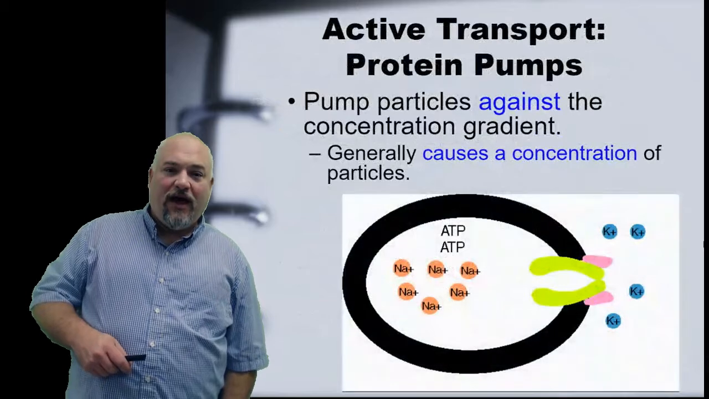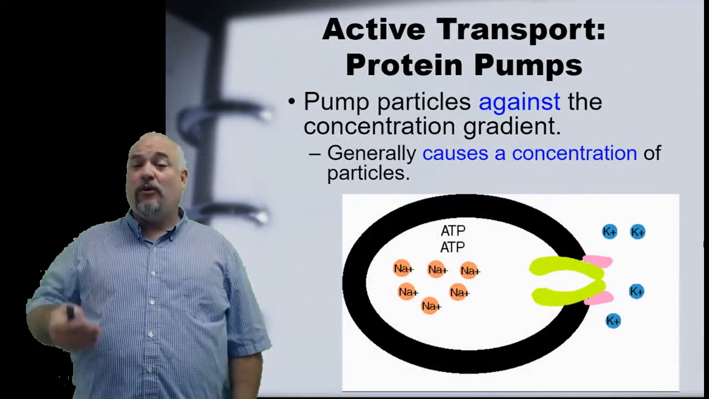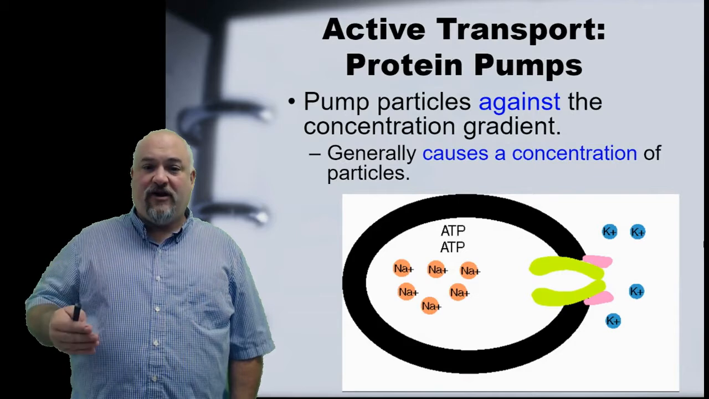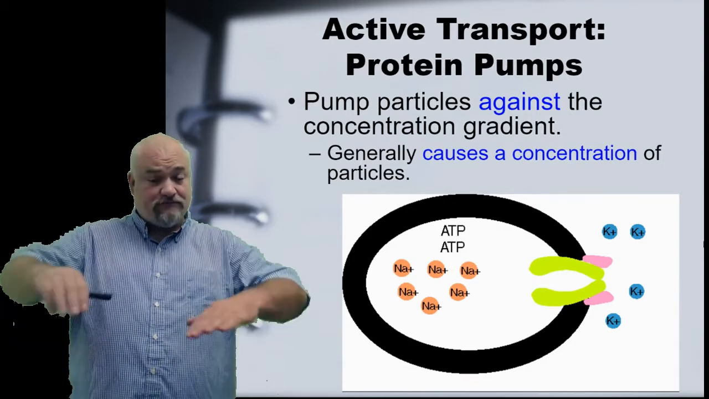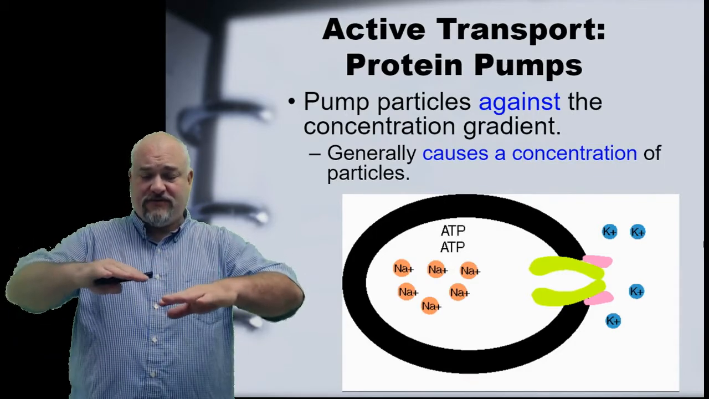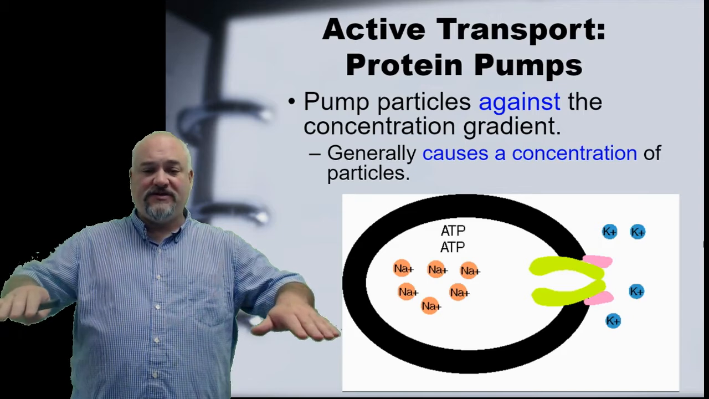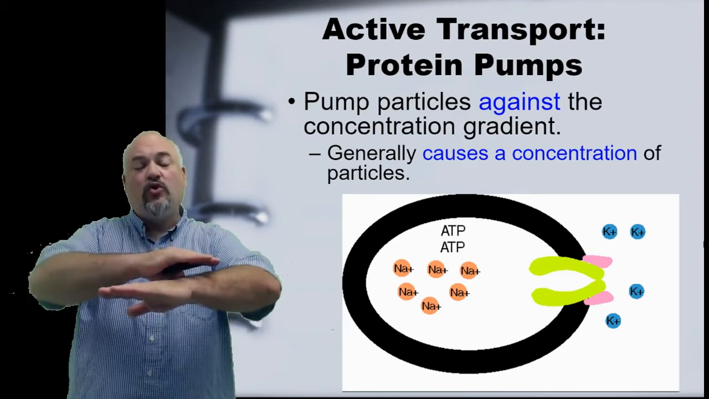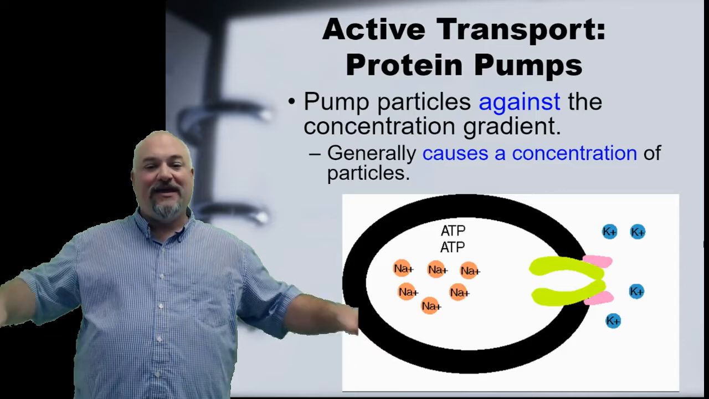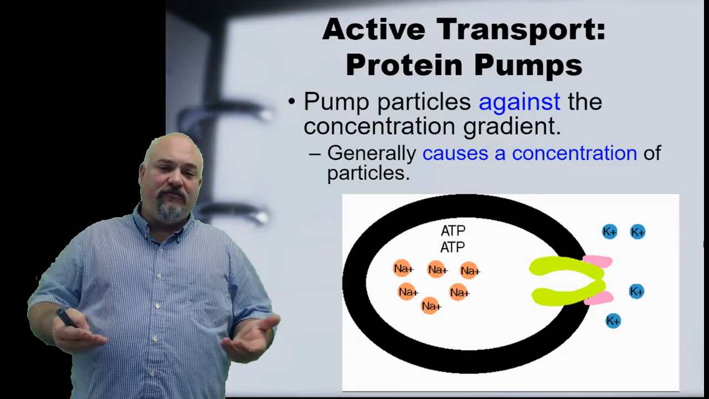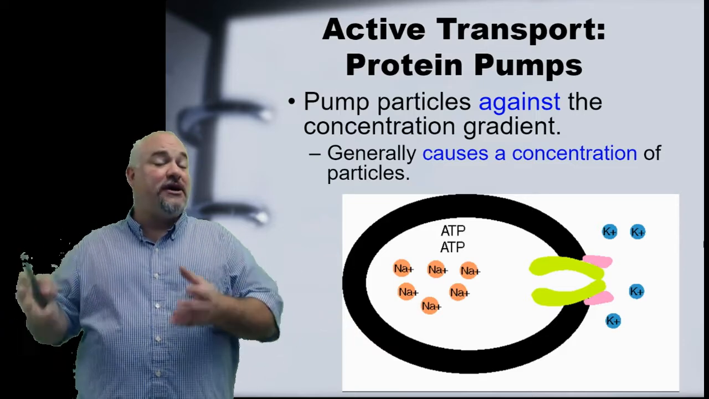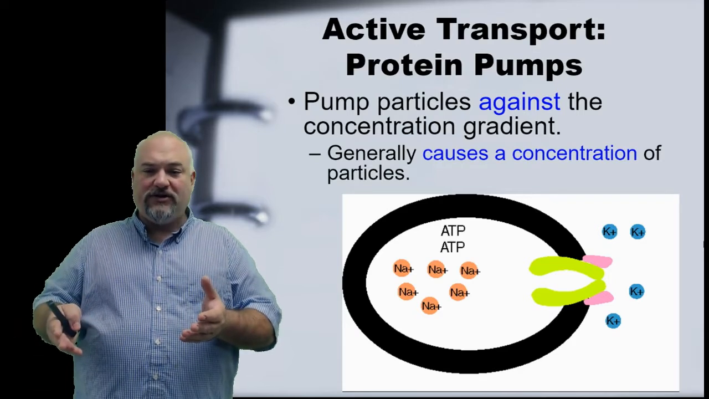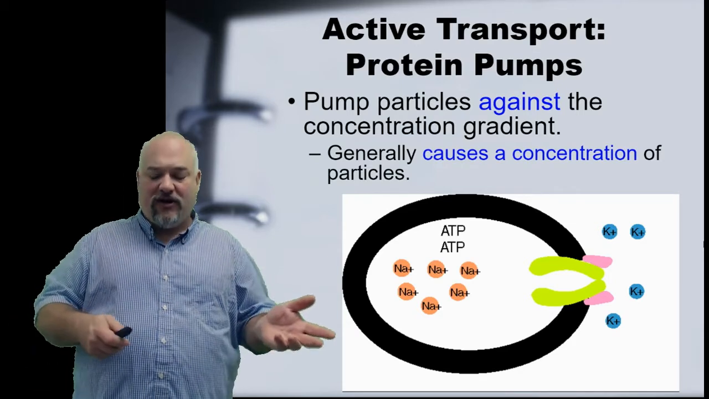Okay. So one very important type of these are protein pumps, and generally they cause a concentration of particles. So normally diffusion, passive diffusion, simple and facilitated, we're going for equilibrium. Okay, we get equal, it's going towards an equal concentration. Here, with protein pumps, we're generally causing a concentration of particles, the opposite, right? In this case, we're moving a whole bunch of potassium in and sodium out of the cell.